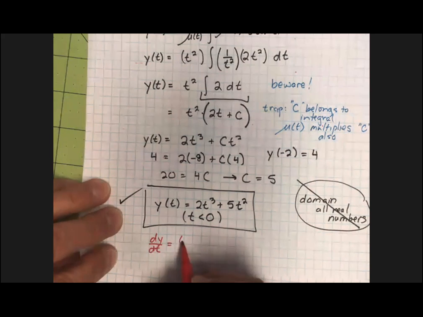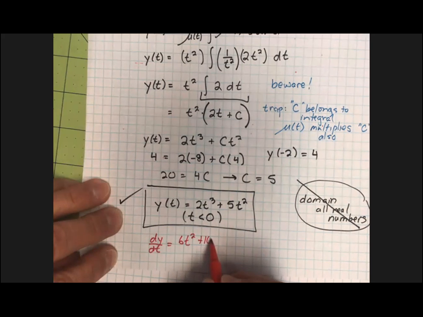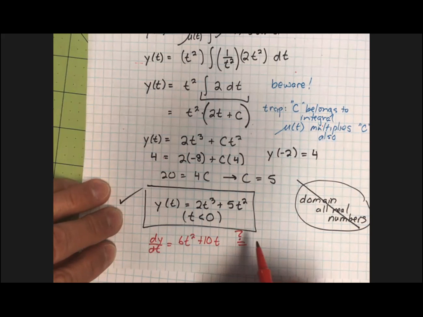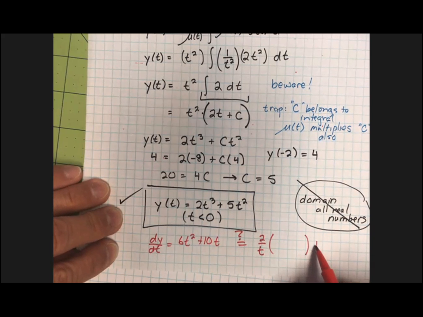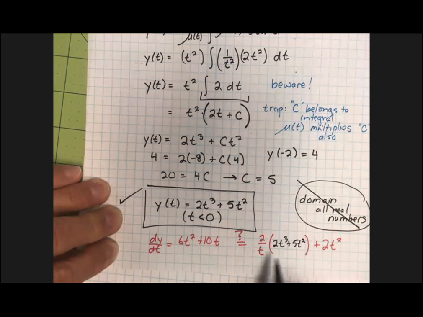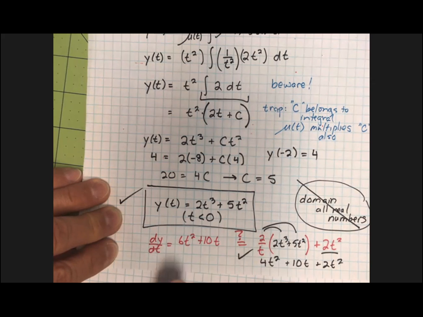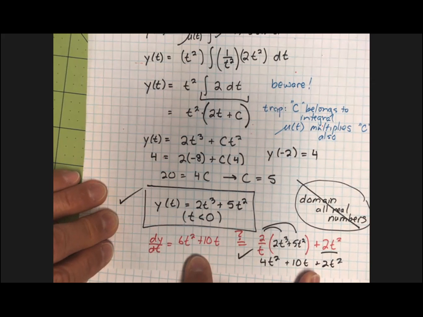What you got here is 6t squared plus 10t. Is that the same as 2 over t times y plus 2t squared? Well, what is y? This is the 2t cubed plus 5t squared. So what you get when you do this is you got 4t squared first, then you got 10 t's, and you got left over 2t squared. And so the answer is yes, it is the same. This problem works out. I don't think I've said that as many times as I wanted to by now either.